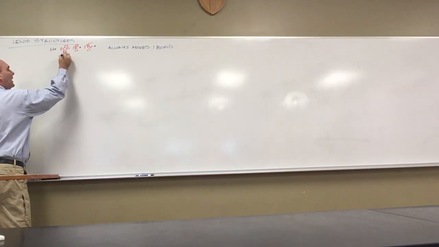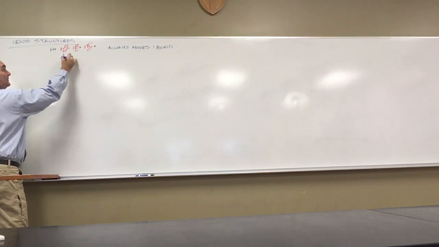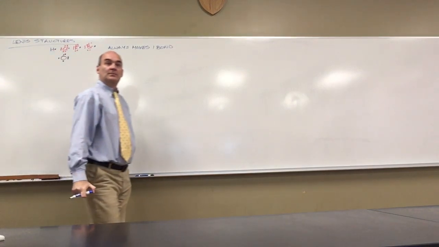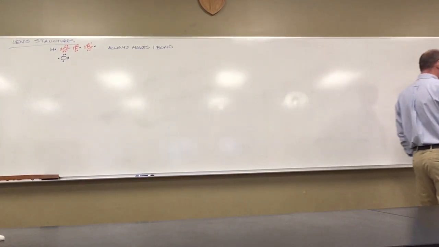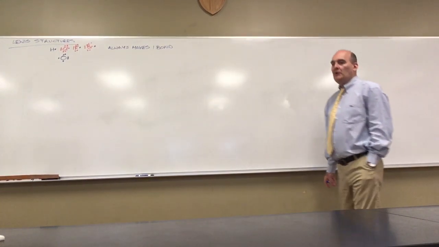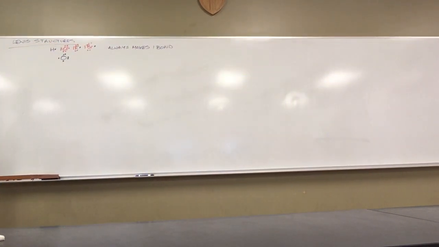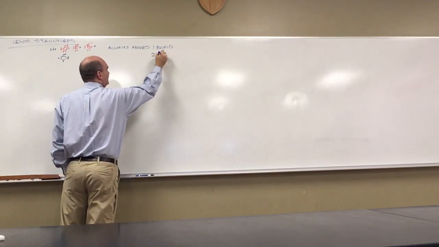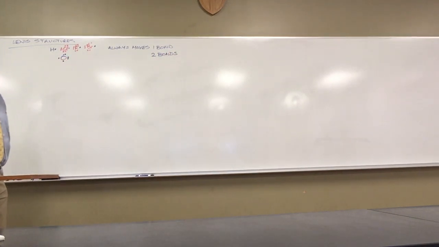If I am an oxygen, group 6, 1, 2, 3, 4, 5, 6, 6 electrons, 2 sets of those non-bonding pairs of electrons, and then 2 unpaired electrons that are capable of bonding. Oxygen is always going to make 2 bonds, always.